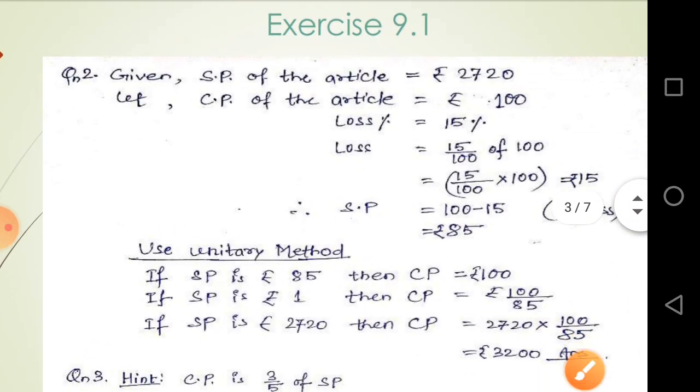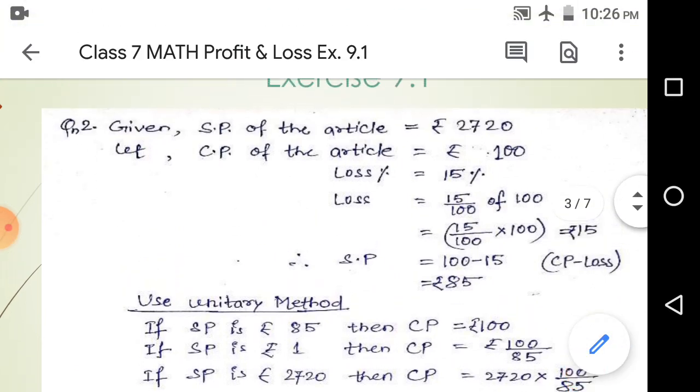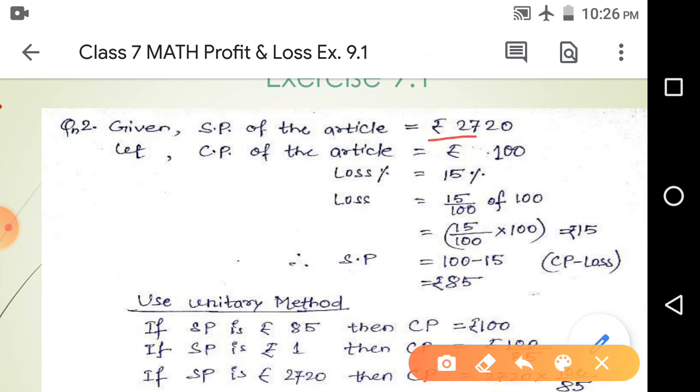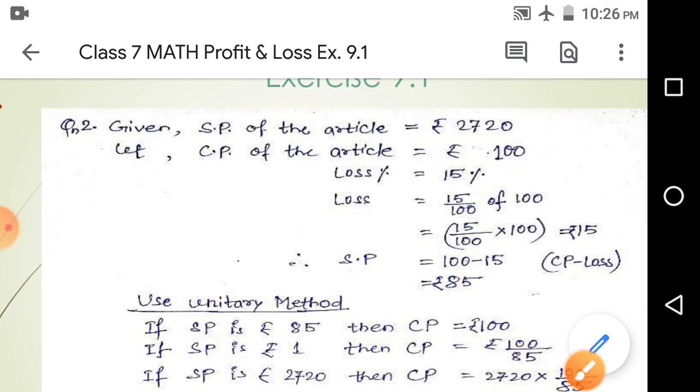It is given that the selling price of an article is 2720, and the CP is not given here. Since the CP is not given, we will assume the CP as rupees 100. So let the CP of the article be 100. Remember that this 100 is something we have assumed, it is not given. Now the loss percent is given as 15%.